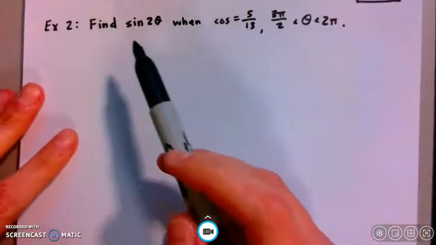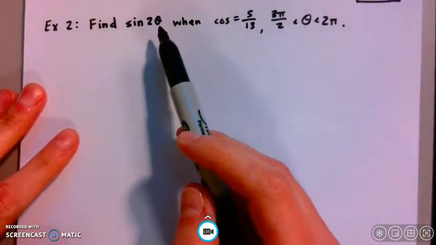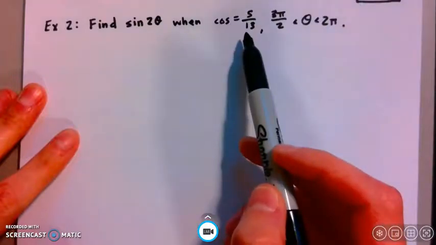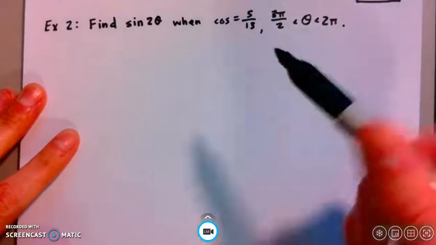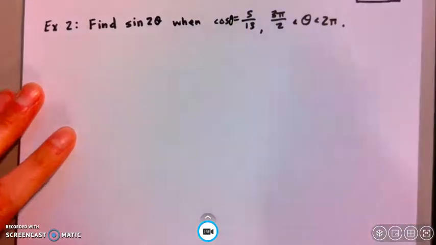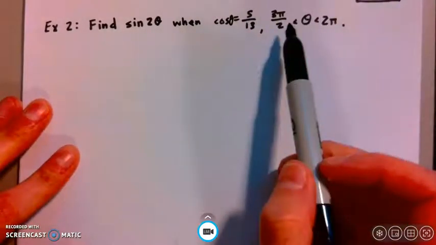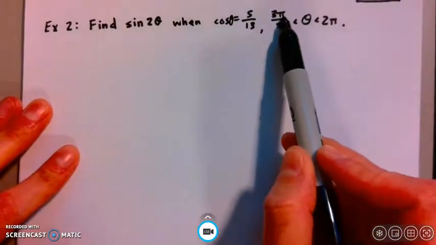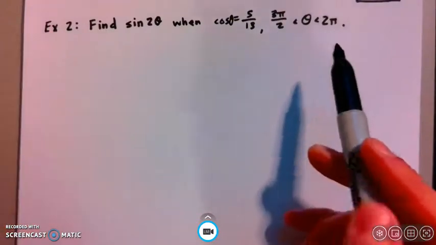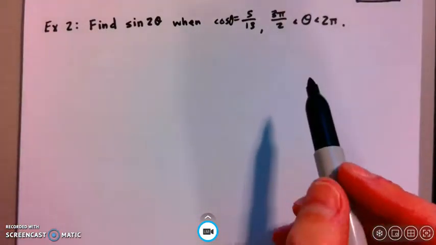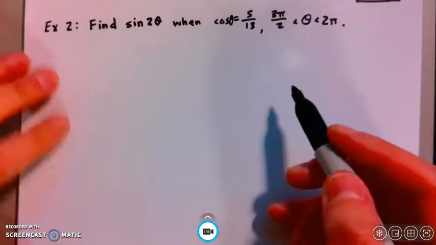In this example, we're looking for sine of 2 times theta, and we have the same information as the previous example. Cosine of theta is equal to 5 over 13, and that angle theta is between 3 pi over 2 and 2 pi. So let's take a look at how to find sine of 2 theta.